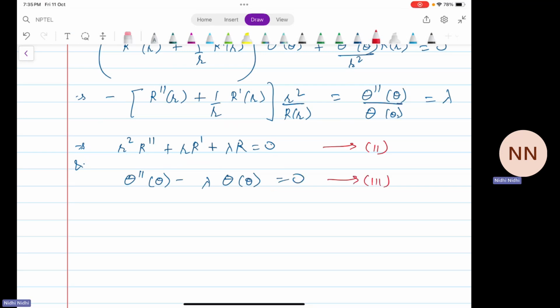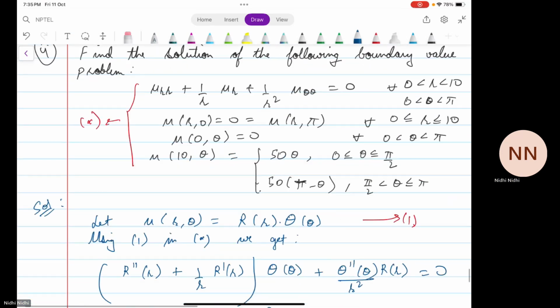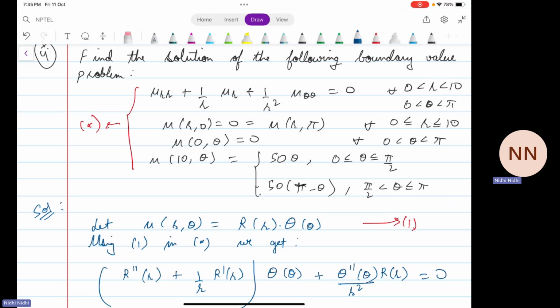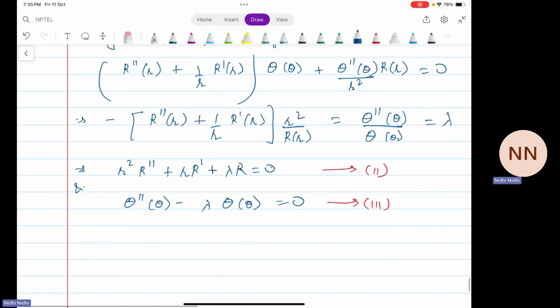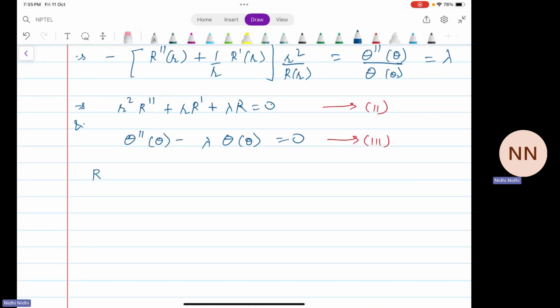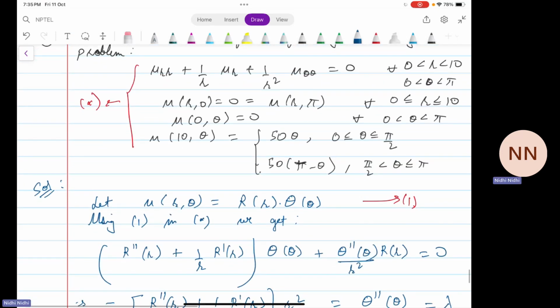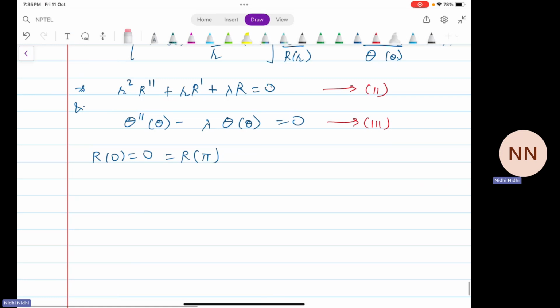And by the boundary conditions, we will get the boundary conditions again. We will get R(0) is equal to 0 is equal to R(pi), sorry, theta. That is for all r. So we have theta(0) is equal to 0 is equal to theta(pi). So this is this system.